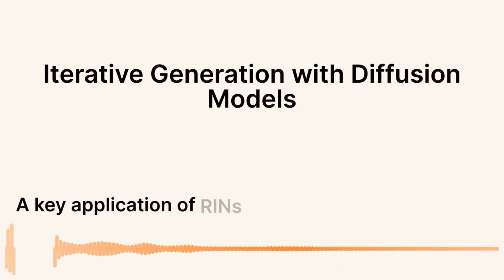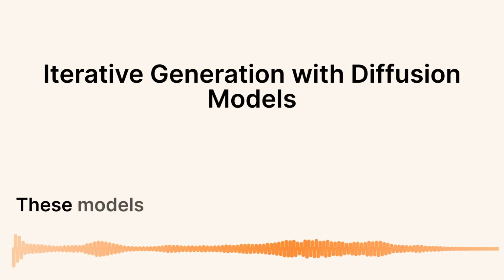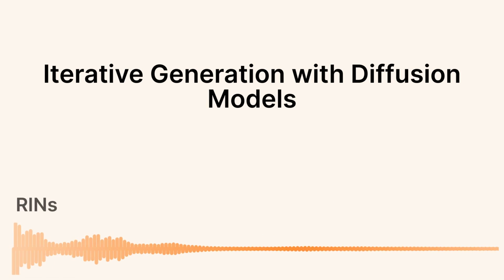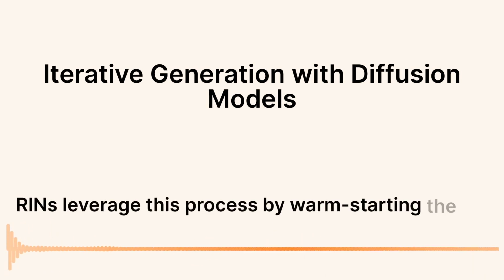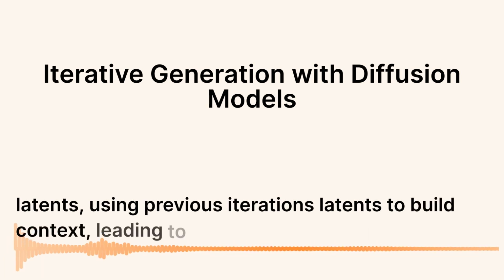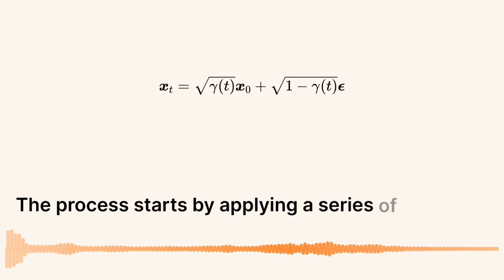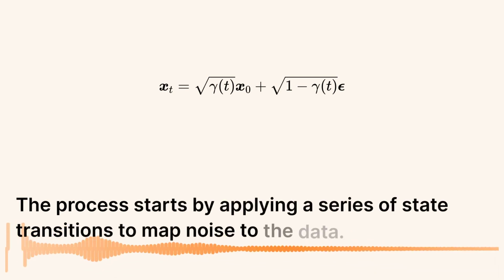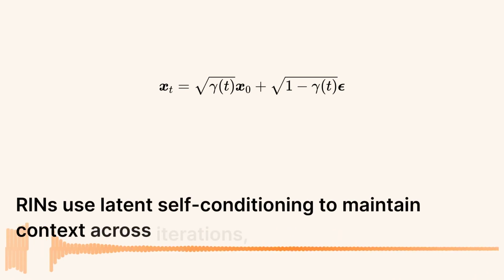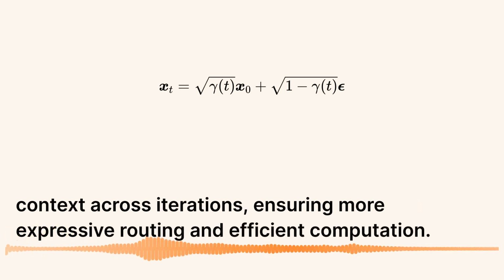A key application of RINs is in iterative generation tasks like diffusion models. These models progressively refine data from noise to a structured output. RINs leverage this process by warm starting the latents, using previous iterations' latents to build context, leading to a deeper and more efficient network. The process starts by applying a series of state transitions to map noise to the data. RINs use latent self-conditioning to maintain context across iterations, ensuring more expressive routing and efficient computation.